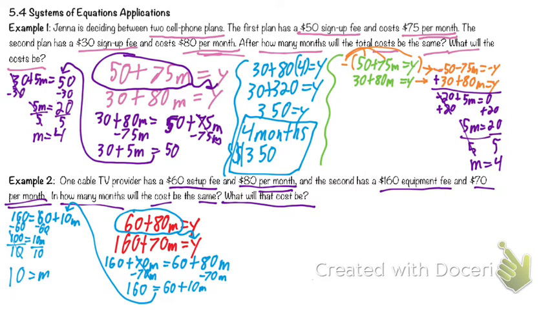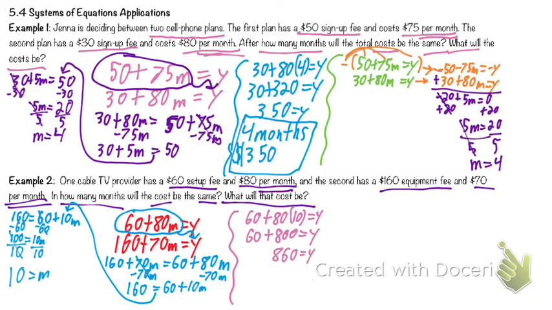Questions on how we got this far? Okay, what do we do now? Plug it in so we can figure out the cost, right? Which equation would you rather plug into? 60 plus 80m. Okay, the top one. 60 plus 80 times 10 equals y. What's 80 times 10? 800. Add a 0 to it. We like multiplying by 10. 60 plus 800 equals y. 860.